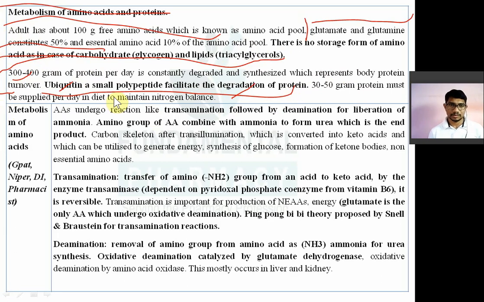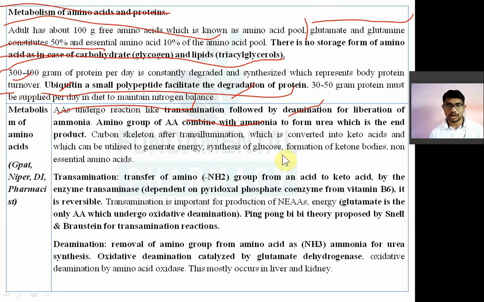This is just the introductory part of metabolism of amino acids. Now, amino acids undergo two main reactions. First is transamination, and second is deamination. After transamination and deamination, there is release of ammonia. Ammonia combines with amino groups to form urea, which is the end product of protein and amino acid metabolism.